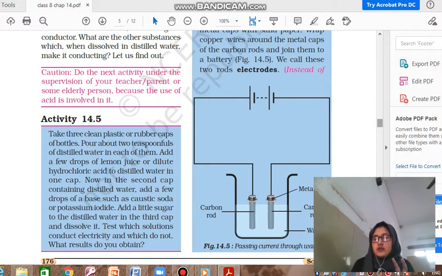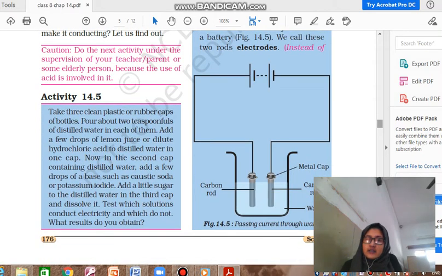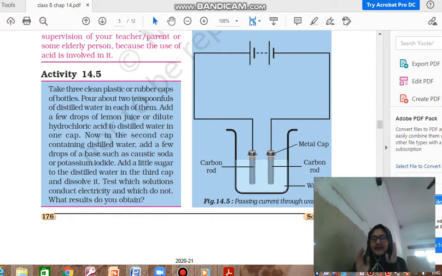These two carbon rods, what will we call them? Electrodes. The one which is connected to the positive terminal of the battery is known as a positive electrode, and the one connected to the negative terminal is known as a negative electrode or cathode. So they have been assigned names. The positive one is known as anode, and the one connected to the negative terminal of the battery is known as a cathode.